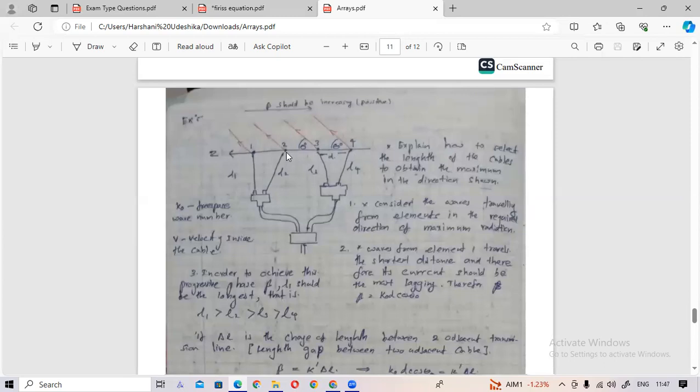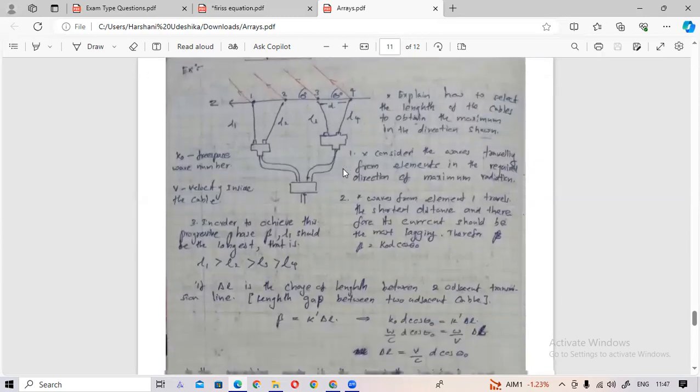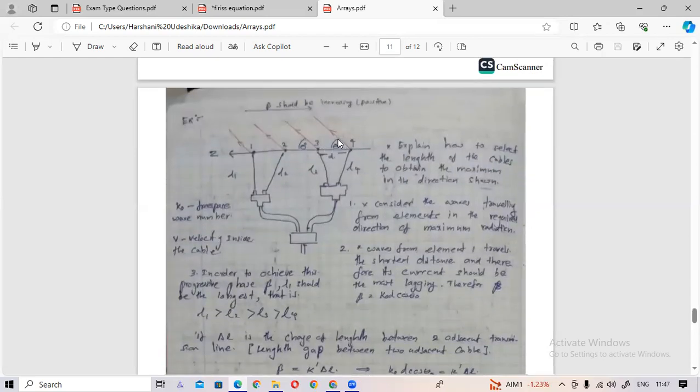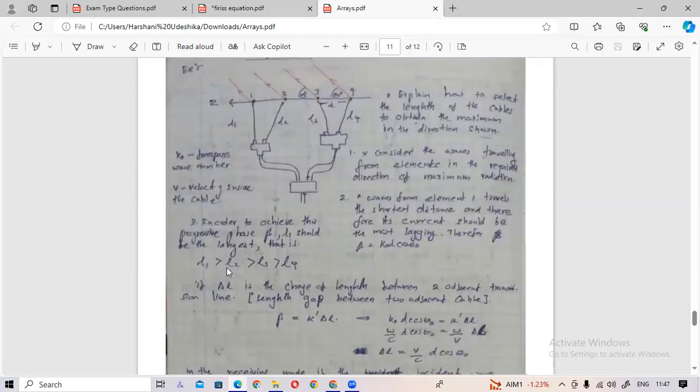So one way to create this delay is by using different length cables. If theta is in this direction, this should be the first feed, this should be the second feed, and so on. So this should be the final feed. So L1 should be greater than L2, which should be greater than L3, like this.